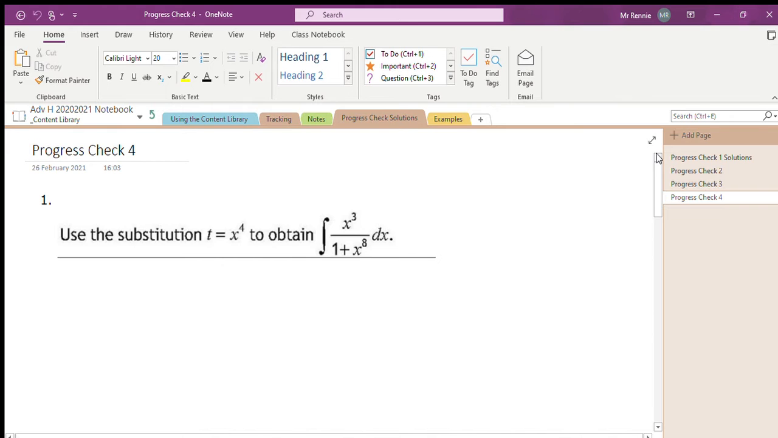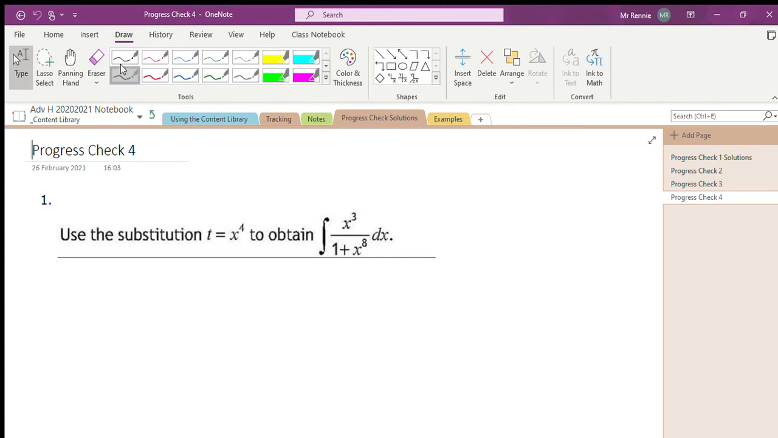So the first question, we had an integration by substitution question, where we're told to integrate the integral of x cubed over 1 plus x to the power 8 with respect to x, but use the substitution t equals x to the power 4. So what we actually do with this question, we start off with the substitution itself.